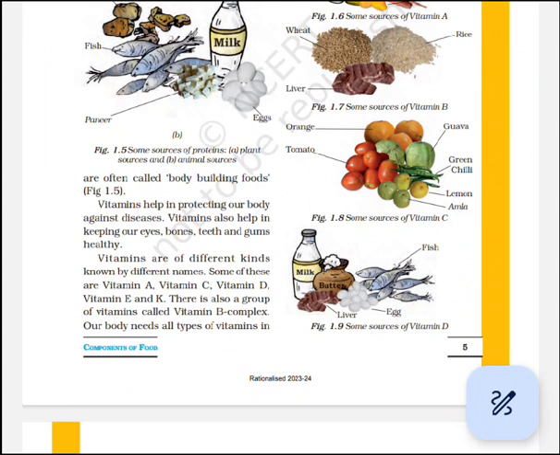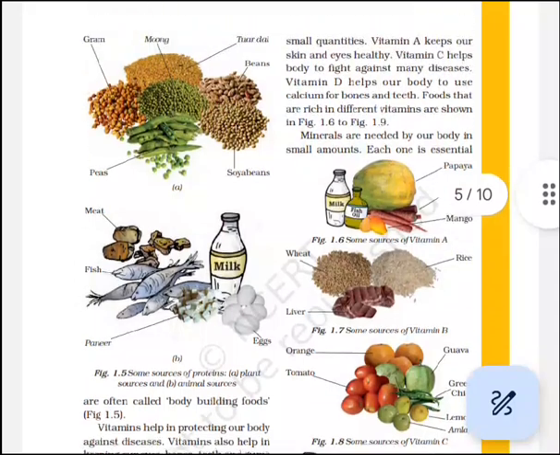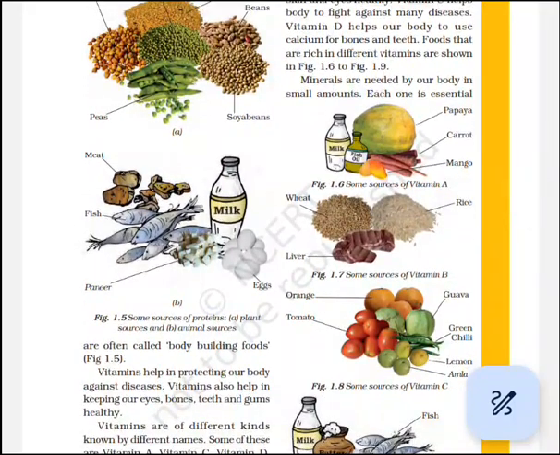Vitamins help in protecting our body against diseases. Vitamins also help in keeping our eyes, bones, teeth, and gums healthy. Vitamins are of different kinds known by different names. Some of these are vitamin A, vitamin C, vitamin D, vitamin E, and K. There is also a group of vitamins called vitamin B complex. Our body needs all types of vitamins in small quantities. Vitamin A keeps our skin and eyes healthy.